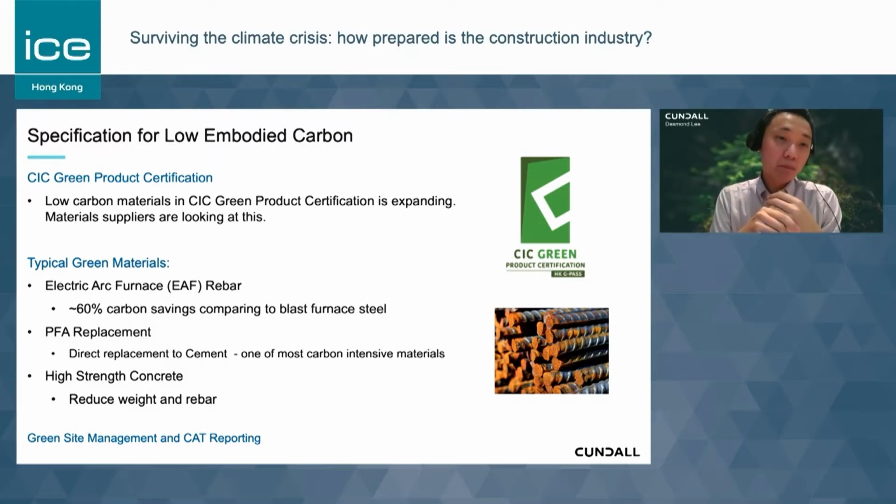In general, electric arc furnace rebar has 60% less carbon emission than blast furnace steel. So this is also what we would always recommend to the client and project team to have a look at, and see if there are any opportunities to use EAF rebar instead of BOF rebar in the projects. PFA or GGBS is also another thing we would recommend using to replace cement in the concrete mix and help to reduce the embodied carbon for the project.